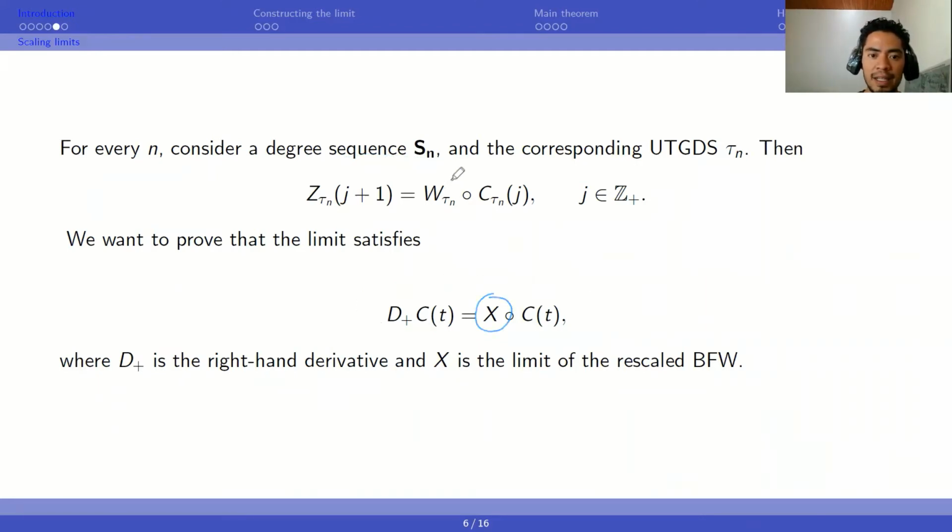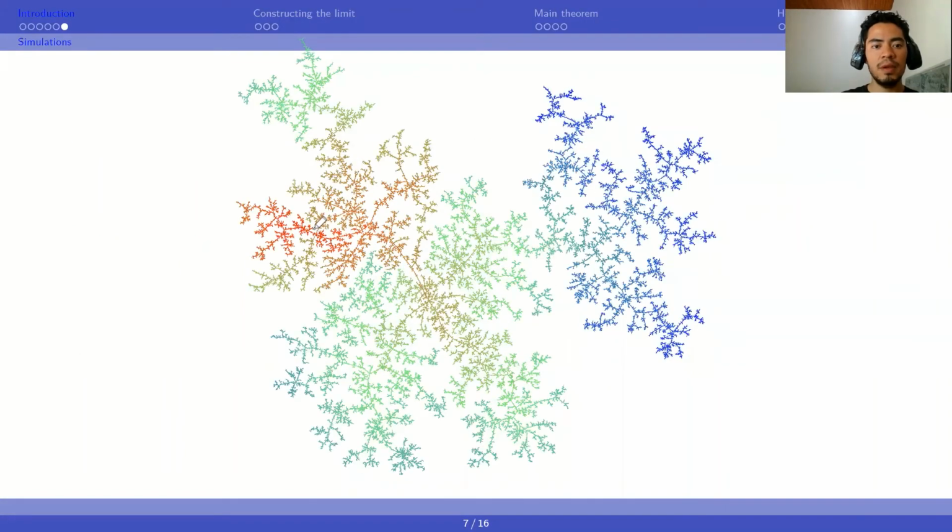If x is the limit of the rescaled breadth first walk, W tau n, then the right-hand derivative of C equals x evaluated at C. Note that this is just the continuous version of this equation. Here we show a simulation of such an object. The colors represent the distance of each vertex to the root, the bluest, the farthest.